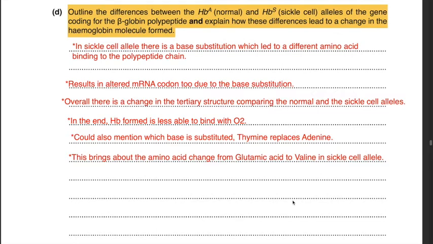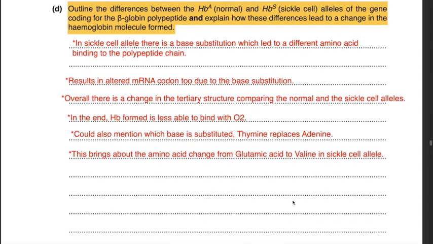Remember these key points. The base substitution is where thymine replaces the adenine. This causes the amino acid change from glutamic acid to valine in the sickle cell allele. Writing these points will earn you 5 marks. Therefore, we have tackled this question by breaking it into 2 parts. Outline the differences, which is where there is a base substitution. Explain why this base substitution leads to a change in the hemoglobin.